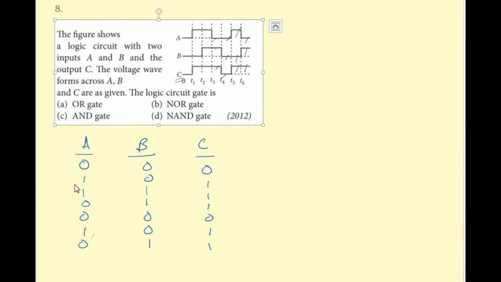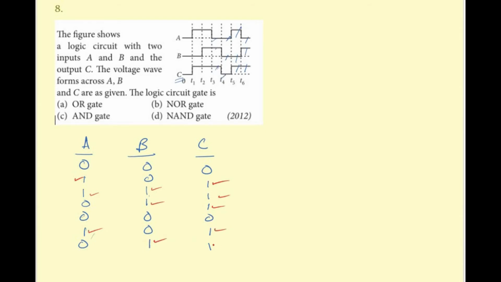So what can we see? We can see that for anyone here it is 1, for anyone the output is 1. Here it is 1 and output is 1. Here it is 1 and output is 1. Here it is 1 and output is 1. The 0 case is only when all the inputs are 0, then it is 0.